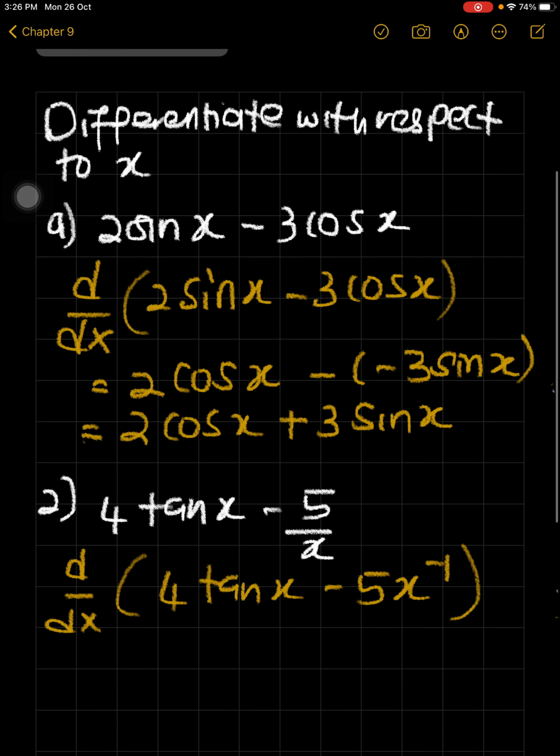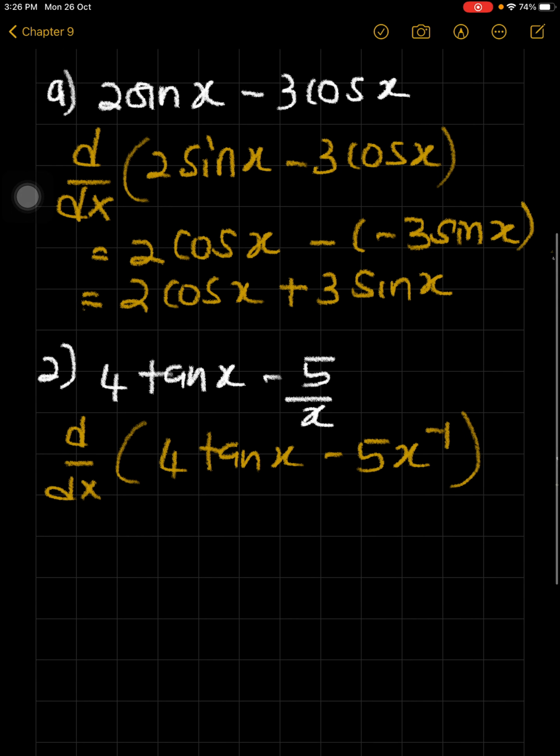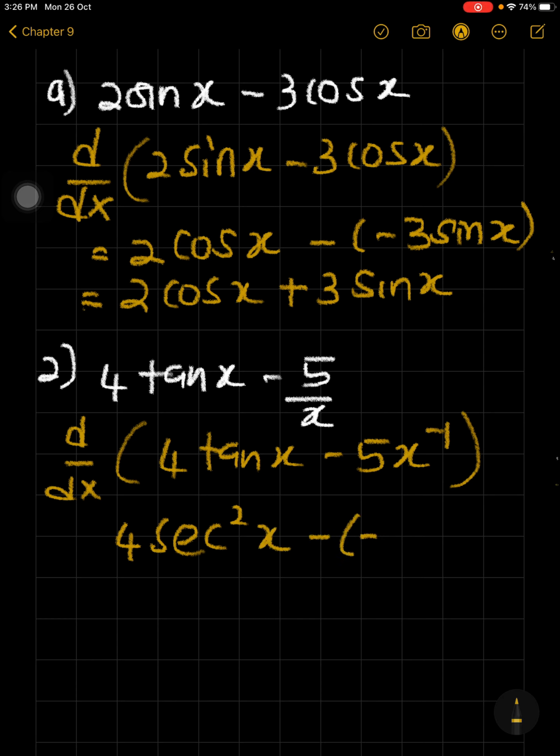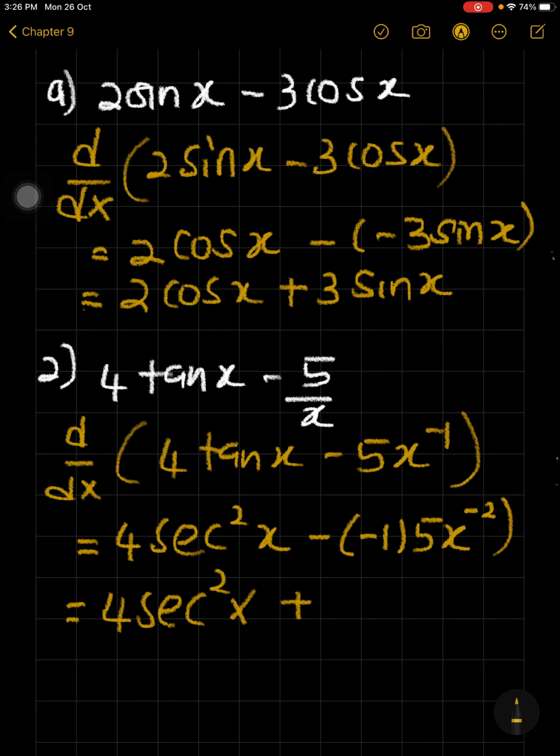Okay, so you get 4 secant square x minus 1 times 5x negative 2. Okay, so final answer is 4 secant square x plus, okay, x negative 2 adalah 5 over x square. Okay, so that's you punya first mini subtopic untuk trigonometry. Okay, so kita pergi yang seterusnya.